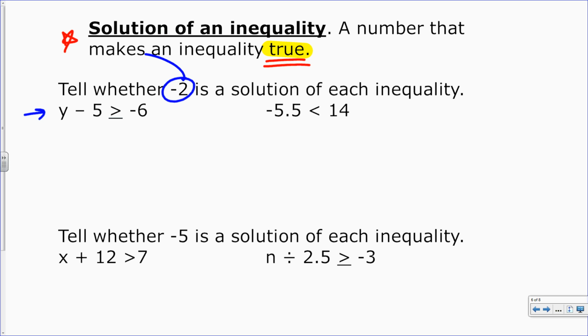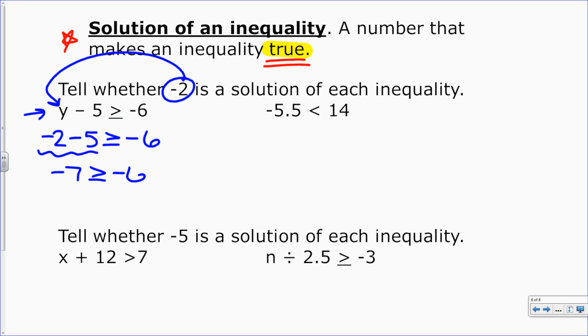So what we're going to do is take the negative 2 and plug it in for y. So y becomes negative 2. I still have minus 5 is greater than or equal to negative 6. And negative 2 minus 5 is negative 7. So then I have to ask myself, is negative 7 bigger or greater or equal to negative 6? And since it's further on the number line, it's actually smaller. So my answer would be no. Negative 2 is not a solution to that.